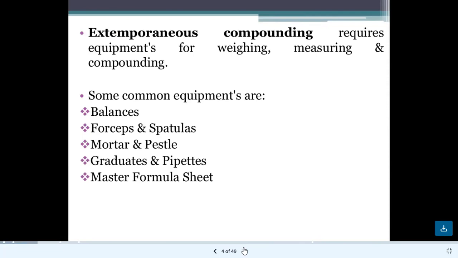Extemporaneous compounding requires equipment for weighing, measuring, and compounding. Some common equipment are balances, forceps, and spatula, pestle and mortar, graduates and pipettes, master formula sheet.